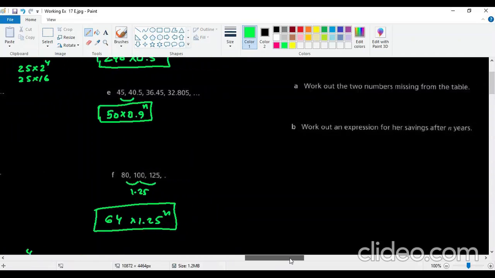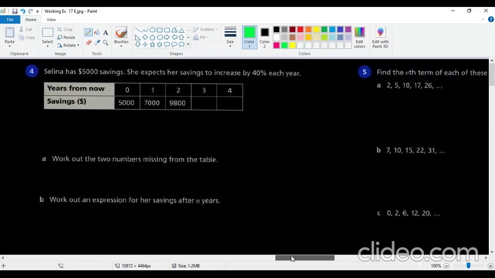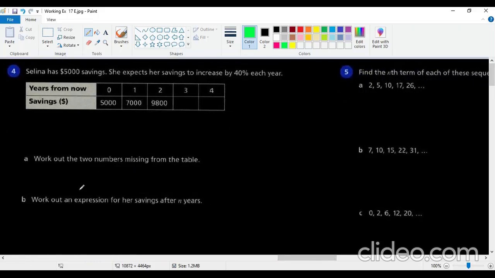Now going on to question number 4. This is an interesting question. So they're asking you to find out the next two terms, which is 3 and 4. So it says Serena has 5,000 savings. She expects her savings to increase by 40% each year. So let's see what can be done for this.